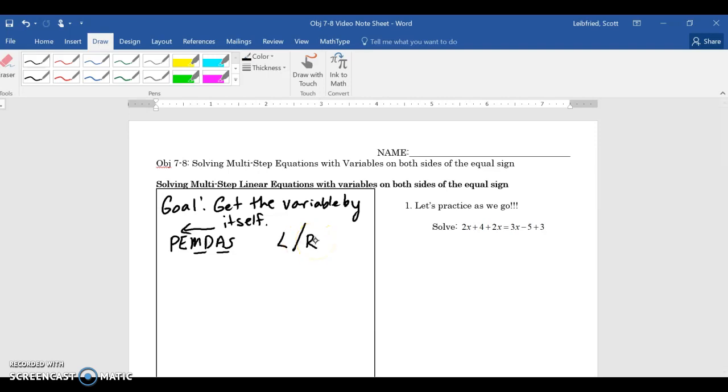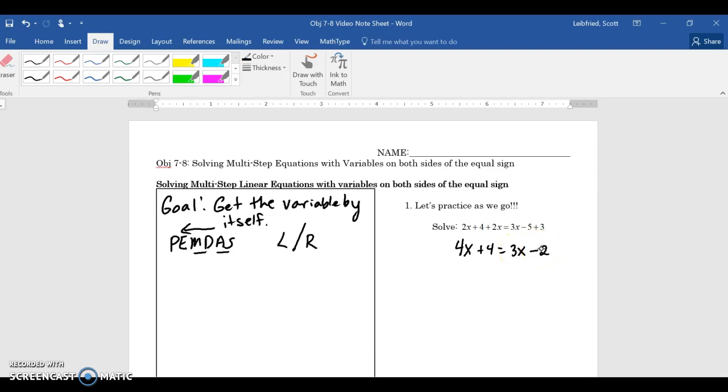So when we look at problem number 1, the first thing we're going to do is combine like terms. So we have 2x plus 2x, which is 4x. We bring down the 4, and we have equals. We look at combine like terms here. Nothing is like with 3x, but negative 5 plus 3 is negative 2.